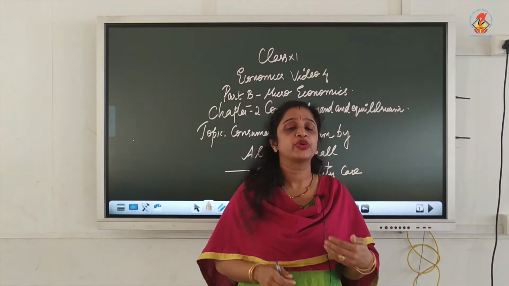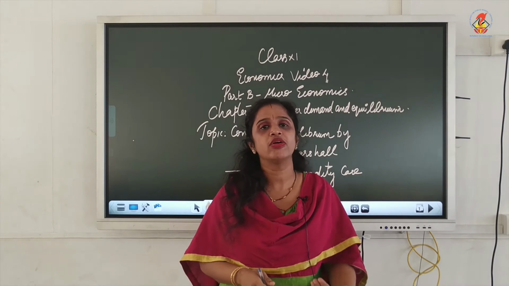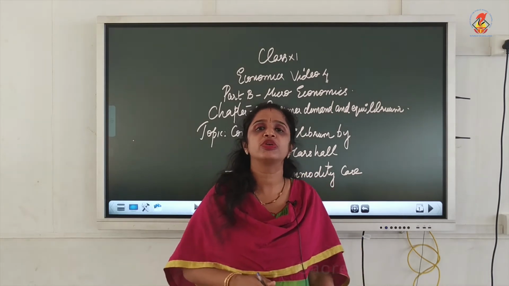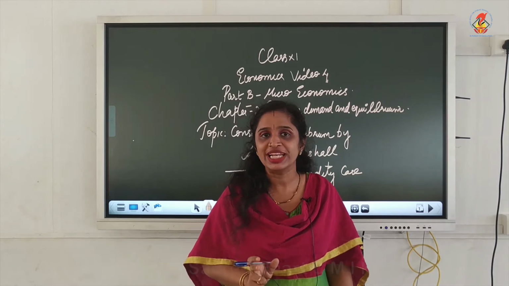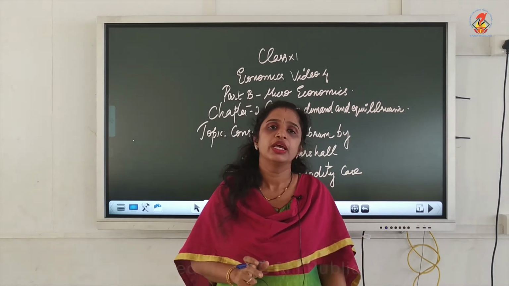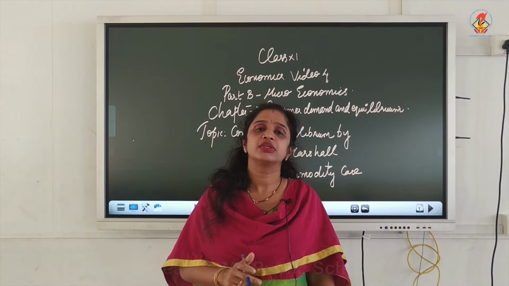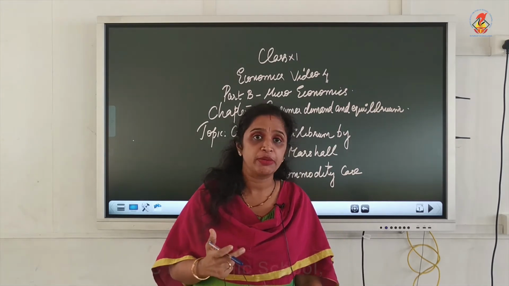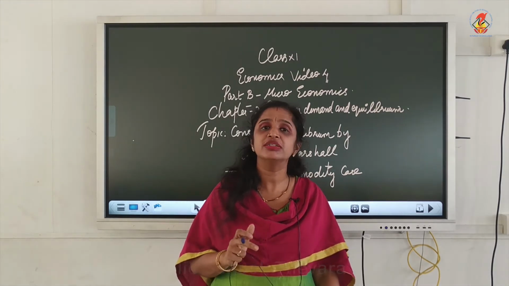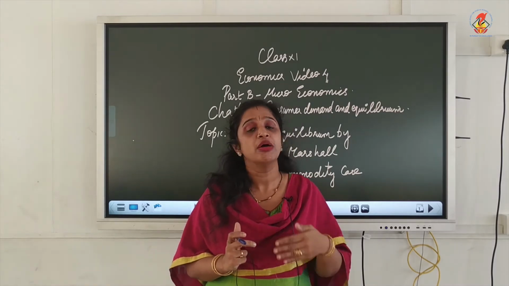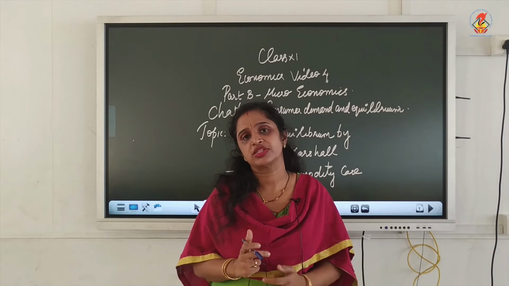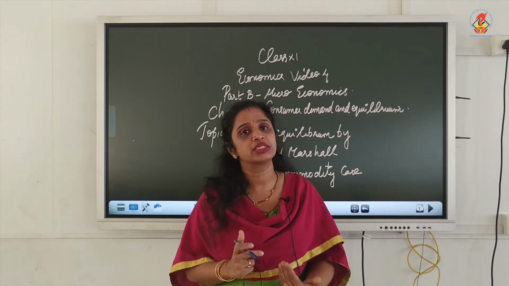Dear children, we are going to begin with the theory on consumer equilibrium, which is propounded by Alfred Marshall based on cardinal utility analysis. Now, in order to explain the consumer equilibrium theory by Alfred Marshall, we learned a few terms like total utility, marginal utility, etc. Then the law of diminishing marginal utility.